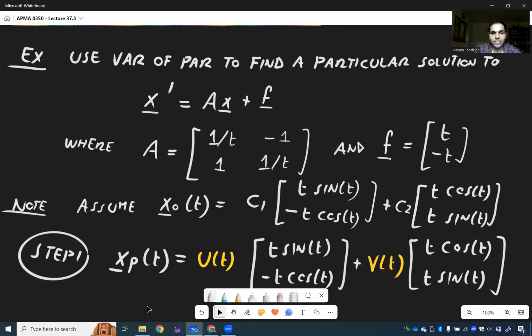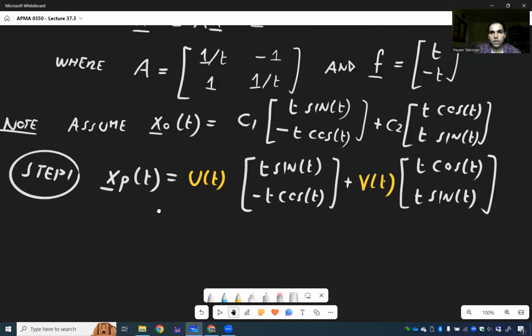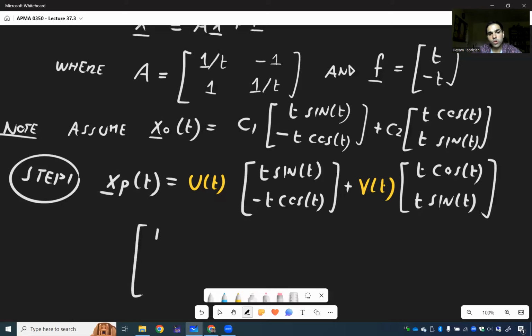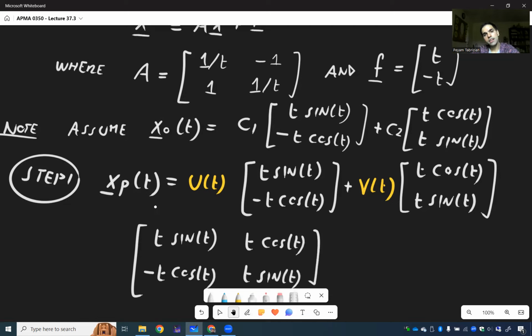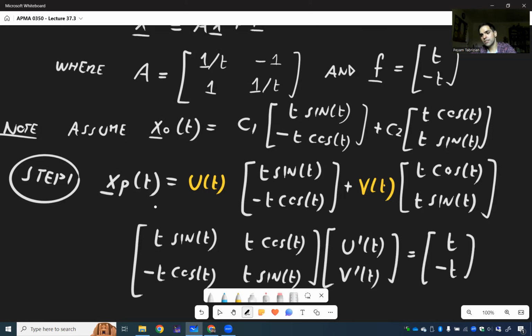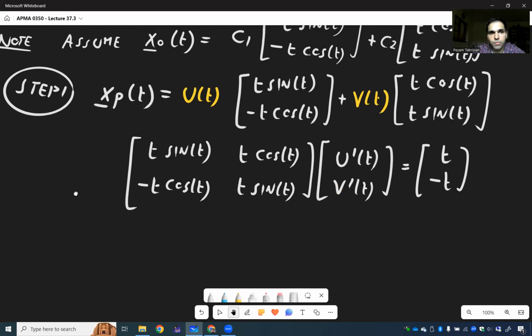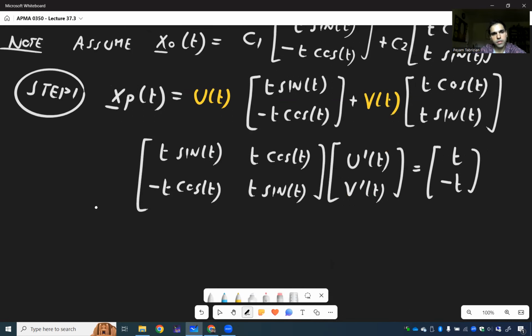The variation of parameters equation is still the same. So the homogeneous solution matrix, t sin t, -t cos t, and then t cos t, t sin t, times u prime, v prime, equals the inhomogeneous term, t, -t. And we just need to solve it using Cramer's rule. So step 2.